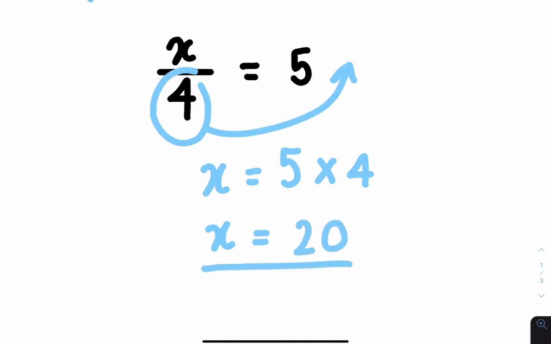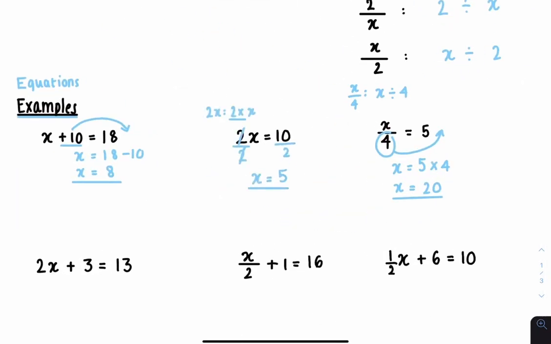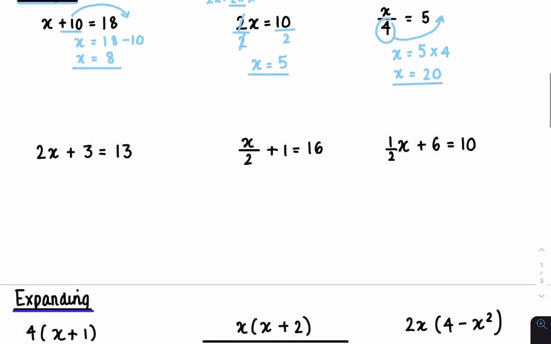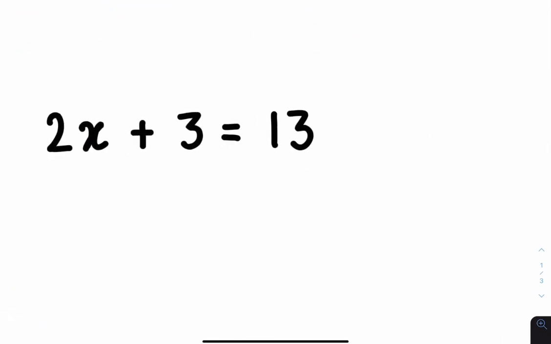Now we learned the 3 basics of equations. Let's put it together and go to a more difficult example. Here we have 2x plus 3 equals 13. Remember, you want to get the x on its own. So first, let's move this plus 3.